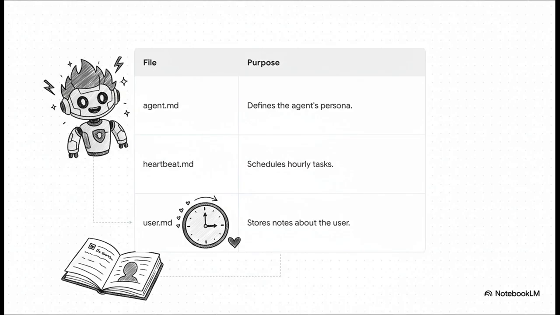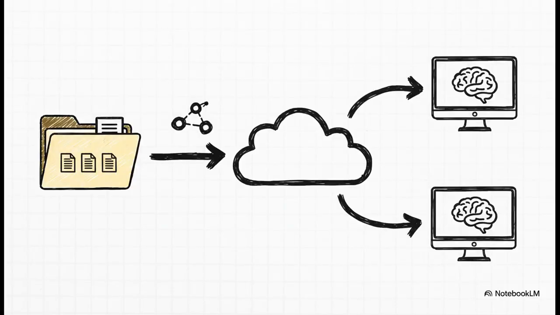It's brilliant. And get this, because its entire brain is just a folder full of text files, you can treat it like any other code project. You can back it up with Git. That means if you switch computers, you can just pull down the repository and boom, your agent, personality, and all comes right back to life on the new machine.